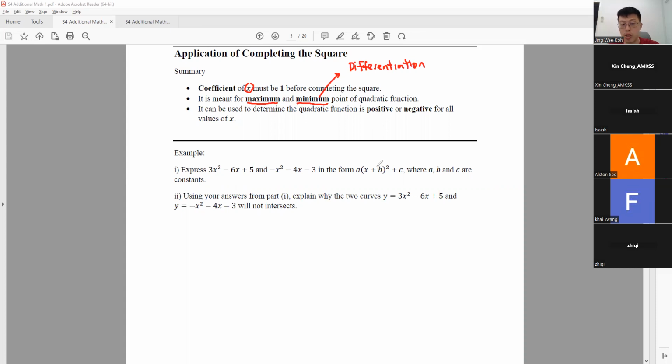For example, let's look at this example. Part 1 asks you to use completing the square. Part 2 basically just asks you to use your answer in part 1 and explain. Then you have no choice. If you use differentiation, you don't get any marks for part 2, because it is clearly stated that you have to use part 1 to do it.